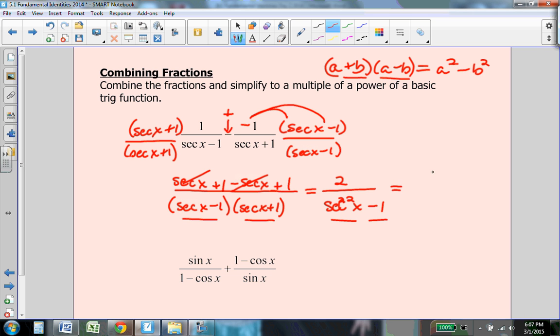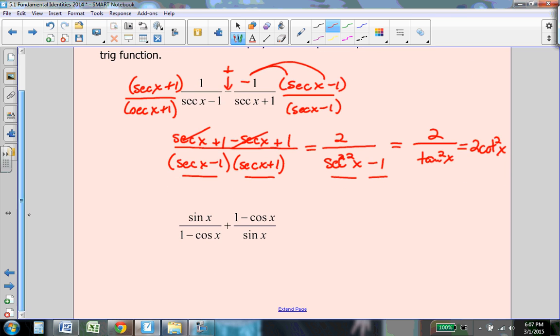And that looks really familiar. Secant squared of x minus 1, manipulating a Pythagorean identity, is simply tangent squared of x. And if I've got a tangent squared in the denominator, well, then that's the cotangent. So it's 2 times the cotangent squared of x. Moving on to the next one.